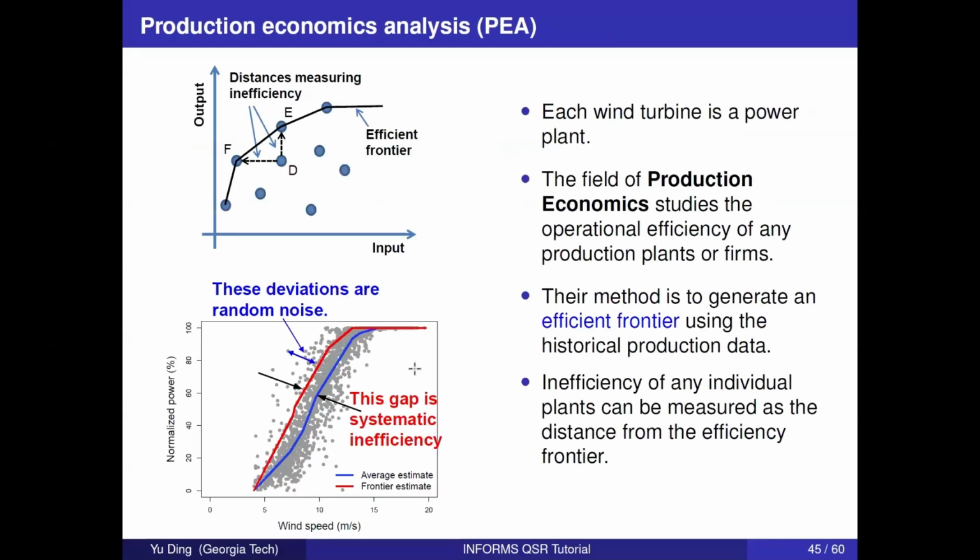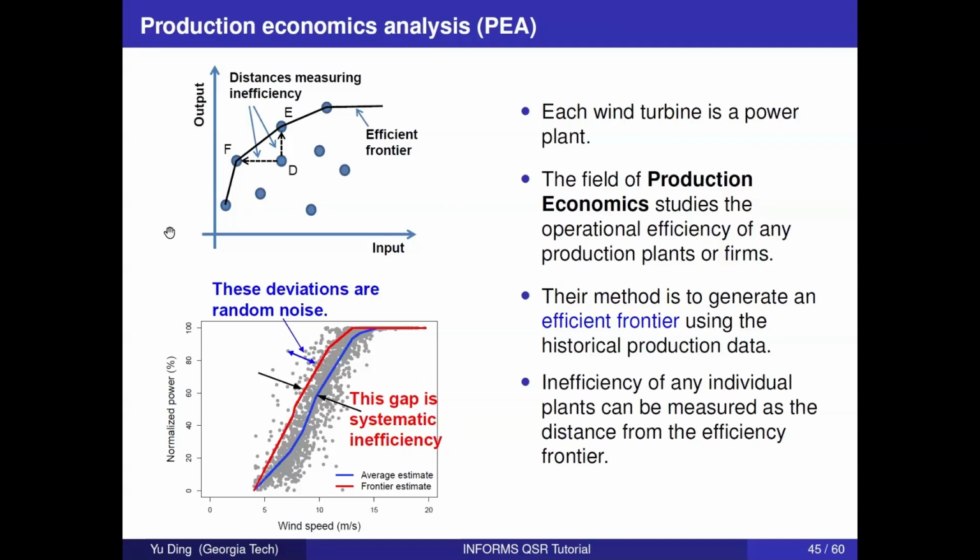Right, so one of the subdisciplines within industrial engineering is called production economics analysis, PEA, right? The basic idea of production economic analysis is to try to establish something called the efficient frontier. The method used to establish the efficient frontier is called DEA, data envelopment analysis, okay? And the idea is simple, right?